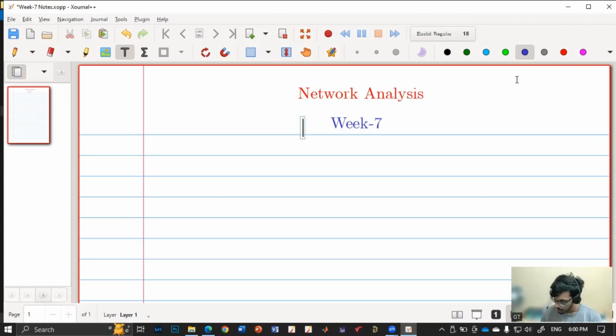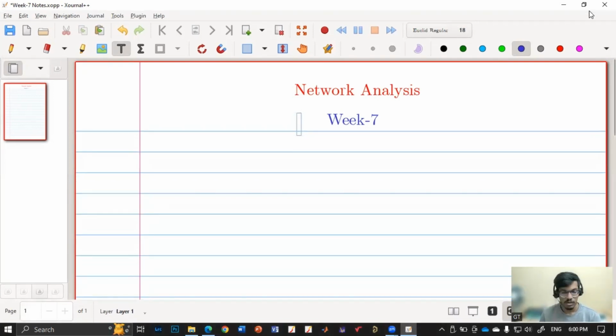So in the earlier weeks, we have discussed how to solve circuits and how to get the solution of differential equations, and then how to convert into S domain, also how to solve the circuits in polar form, and then we finally moved into S domain. So we have discussed Laplace transform thoroughly in the last week. So in this week, it's all about network theorems.